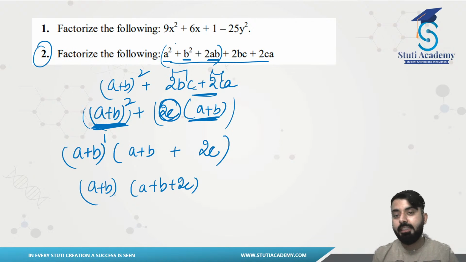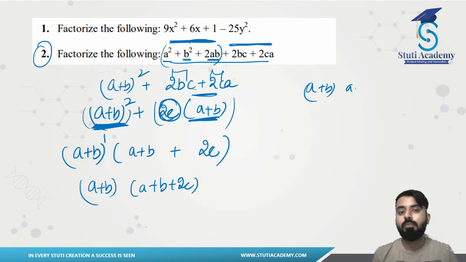See, I could see that this was exactly a plus b's whole square. I could see out of these two I could take 2c common. Once I had taken 2c common, both of the terms were sharing what? They were sharing a plus b. I can write a plus b's whole square like this also, a plus b into a plus b.